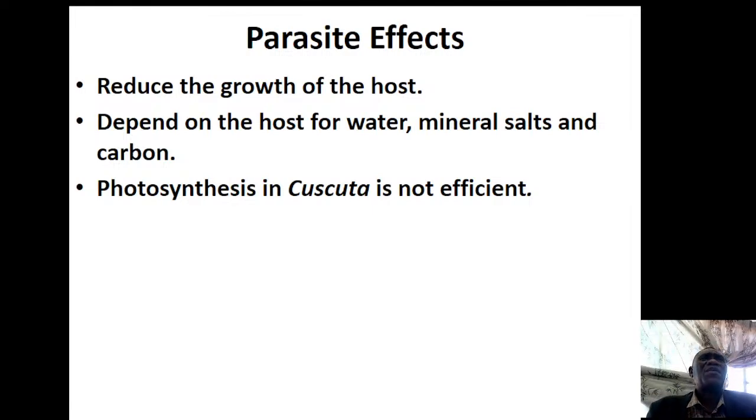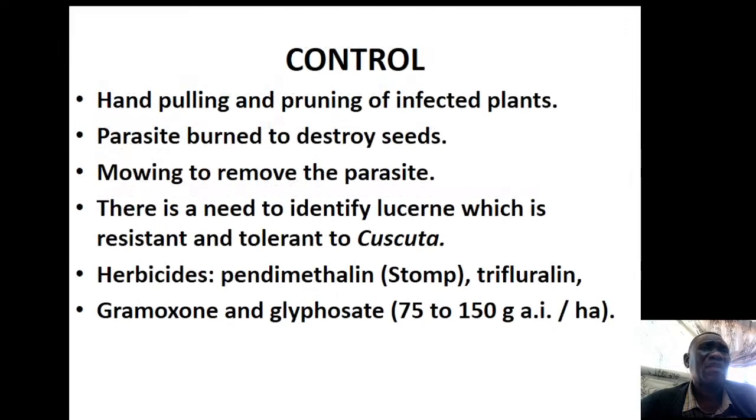Now, what are the parasite effects? It can reduce the growth of the host. It depends on the host for water, mineral salts, and carbon. Photosynthesis in Cuscuta is not efficient. Therefore, it needs a lot of carbon from its host. Now, how can you possibly control a shoot parasite, which is part and parcel of the host?